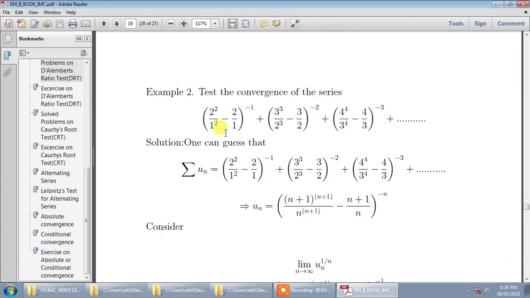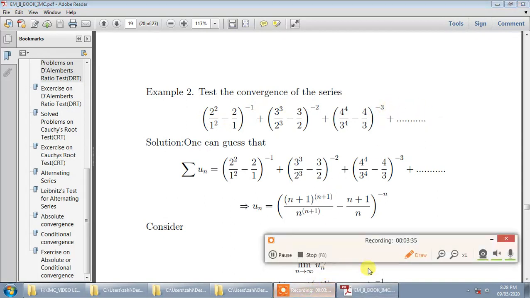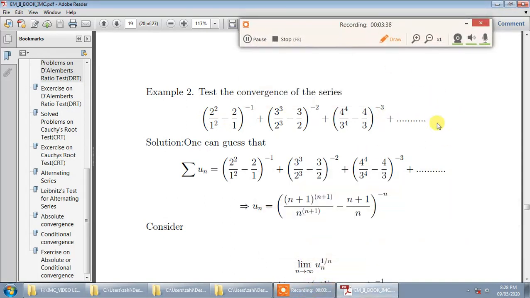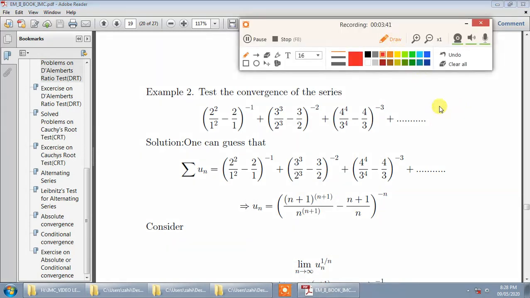Then let us have a second example. 2 square by 1 square minus 2 by 1, raised to minus 1, raised to minus 2, raised to minus 3. You will observe that the nth term here will be a bracket raised to minus n. Why minus n? The first term has 1, the second 2, the third 3, so the nth term has n with a negative sign, everywhere. The first term is 2, the second is 3, the third is 4, so the nth term will be n plus 1.